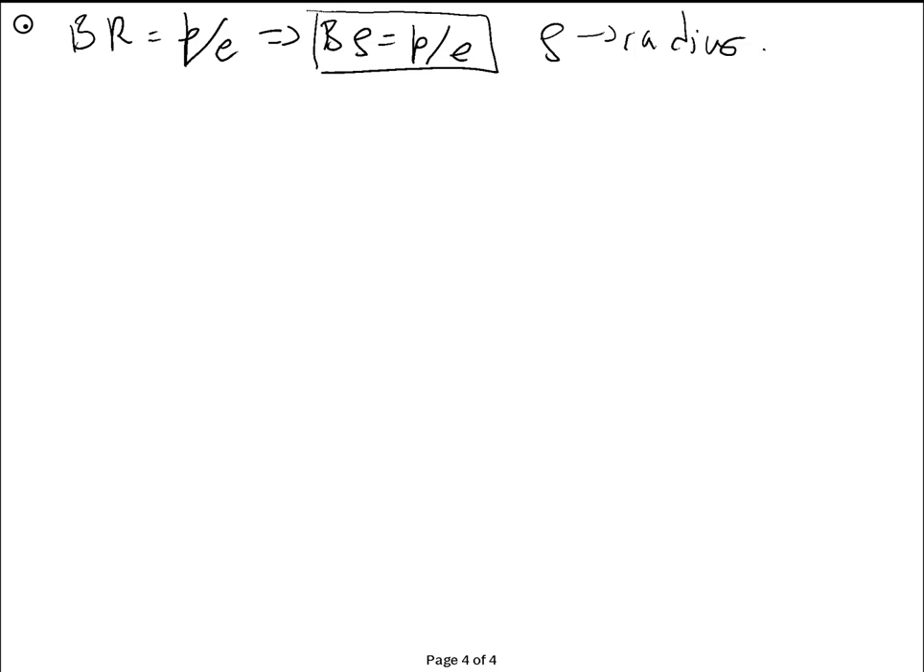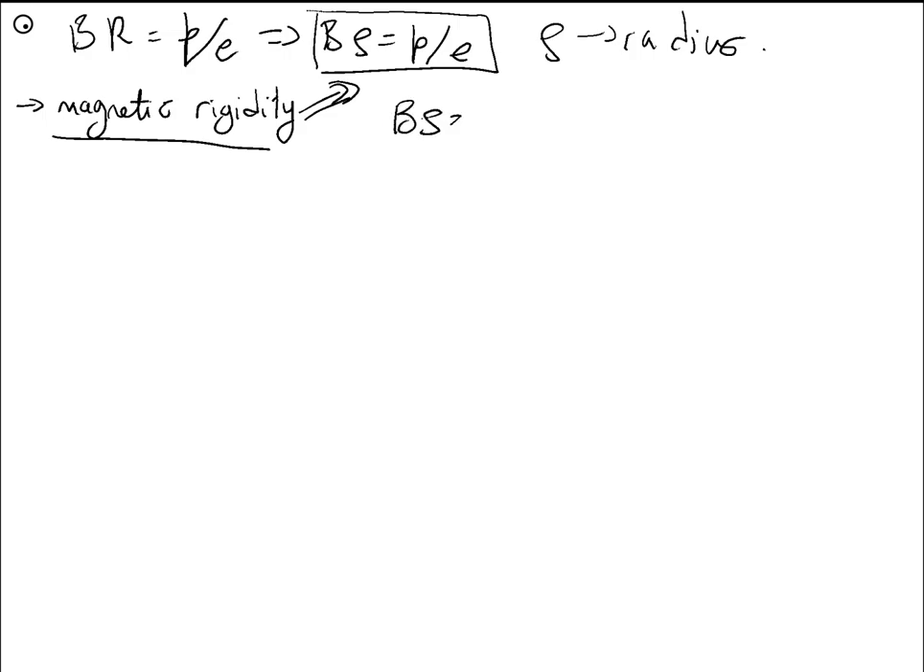Therefore, if rho is the radius, this is called in general magnetic rigidity. And magnetic rigidity is an important term in accelerator physics because it tells you B rho is p over e. I'm just rewriting everything. It means depending on your energy slash momentum, energy and momentum being related, as we know from special relativity or just classical mechanics.